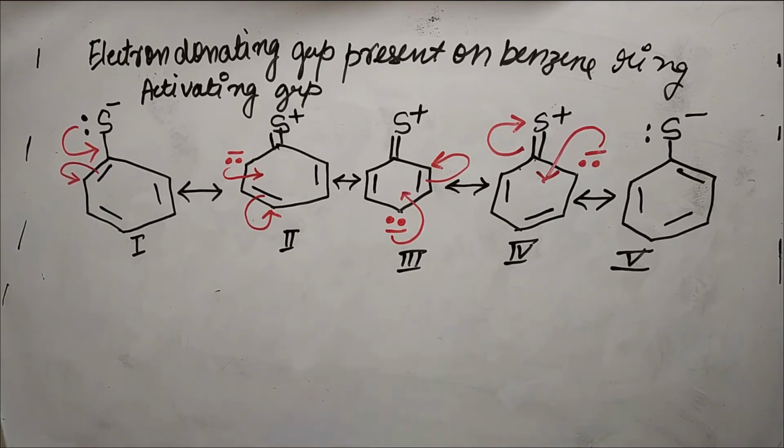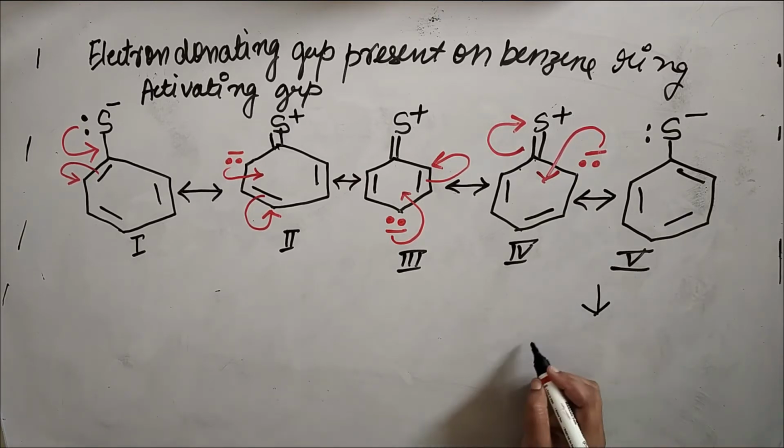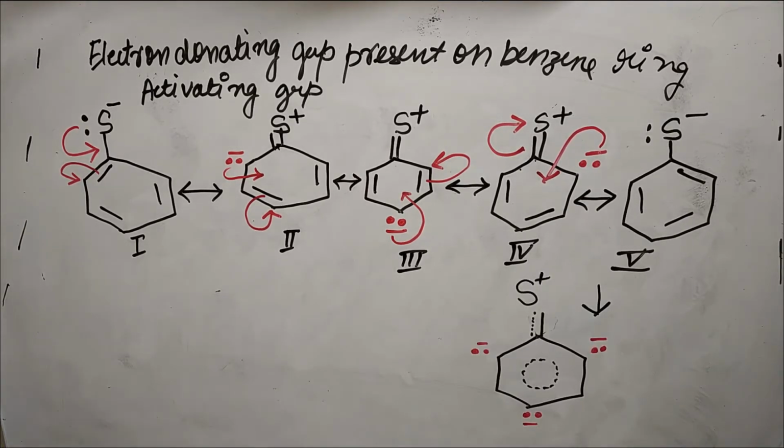As we know, the resonance structure is the hybrid of all the structures. So if we have to draw the resonating structure of these structures 1 to 5, then the resonance structure will be like this. This is the resonating structure, meaning when we compile all these structures.